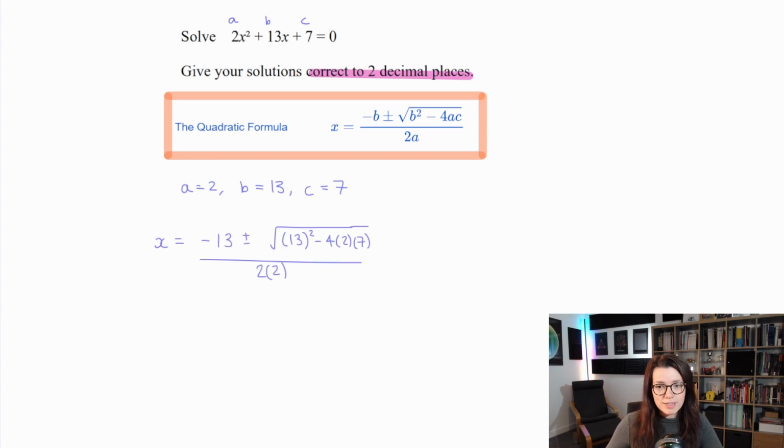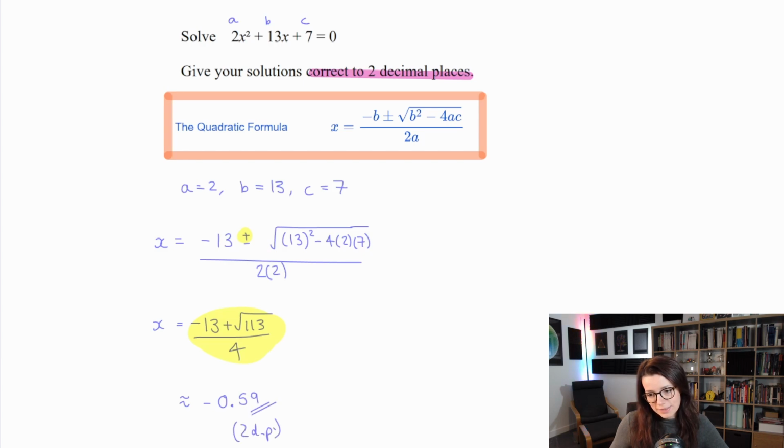The first time we type it in, we're going to use a plus, and when we do that, x ends up being -13 plus root 113 over 4. That's what comes out of the calculator initially, but because the question wants solutions correct to 2 decimal places, we need to get the decimal version of that. So that's roughly -0.59 to 2 decimal places. And once again, that's the answer you get from using the plus button.